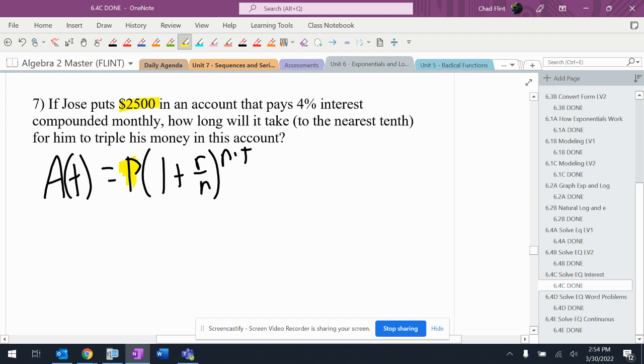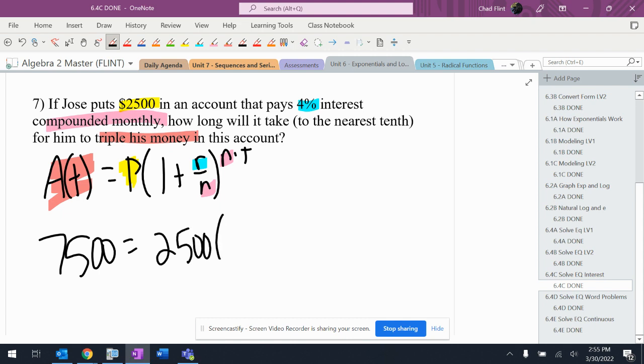2,500 is the amount that I start with. It pays 4% interest. Compounded monthly, that's my n. How long will it take to triple my money? That's going to be my ending amount. If I triple 2,500, I get 7,500. Okay, so it's 12 times t.